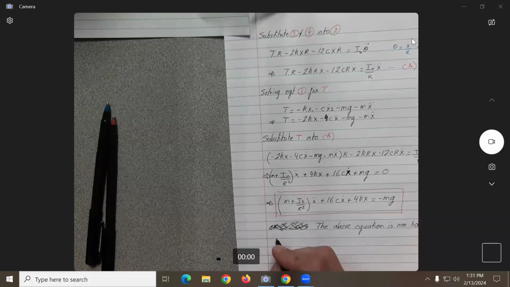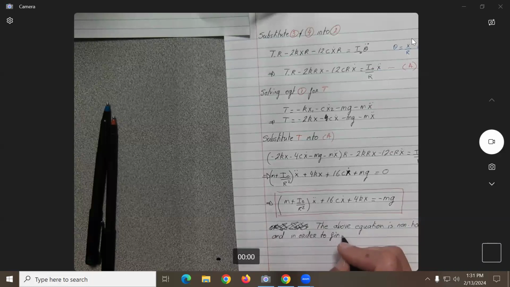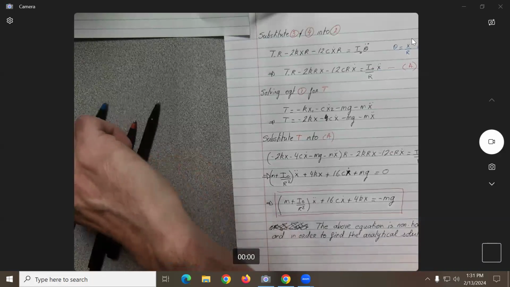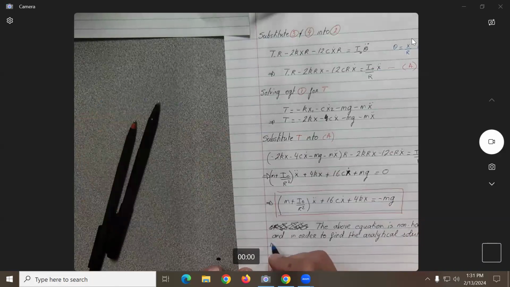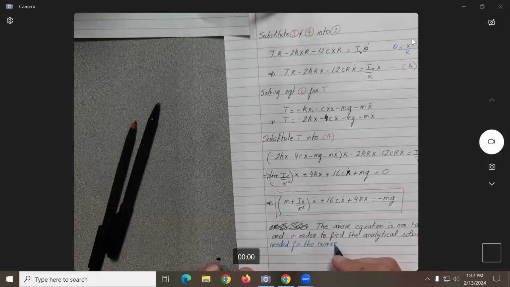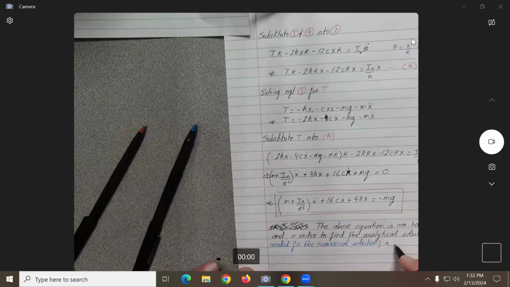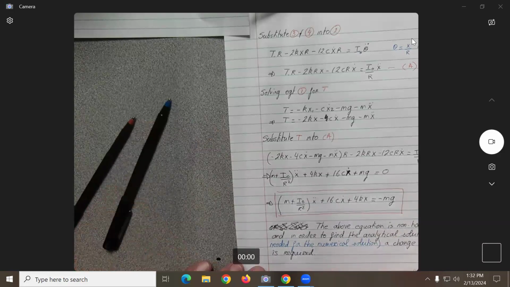is non-homogeneous, and in order to find the analytical solution, not needed for the numerical solution, a change in variable is required. So if you go back to your notes, what do we do for the change in variable?